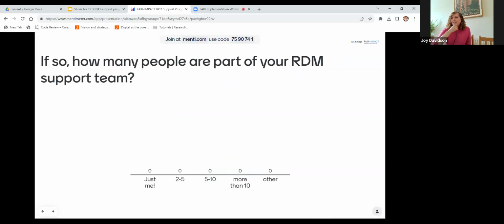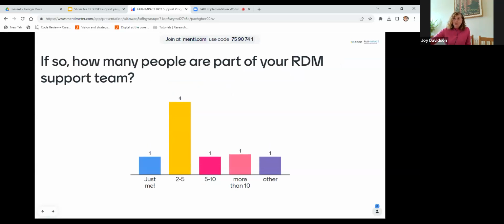Right. I think this is the last question. I just wanted to get a sense. So if you do have a research data management support team, how many people might be part of that? So I've got some people who are just doing it by themselves. I think previously in other projects, we saw that was quite often the case where somebody within an organization was being tasked with doing a lot of work. And it seems like quite a few people in the room today are in small teams of 2 to 5 or 5 to 10, or the lucky ones with more than 10.